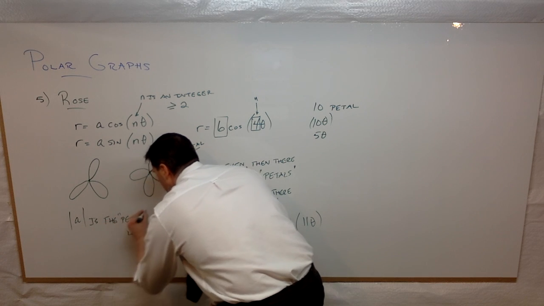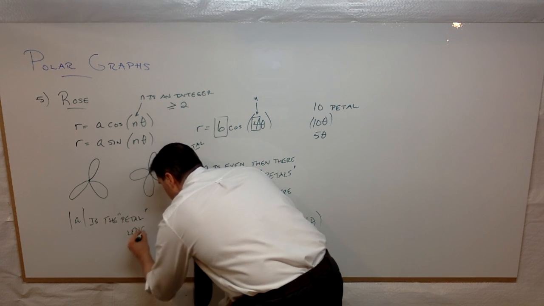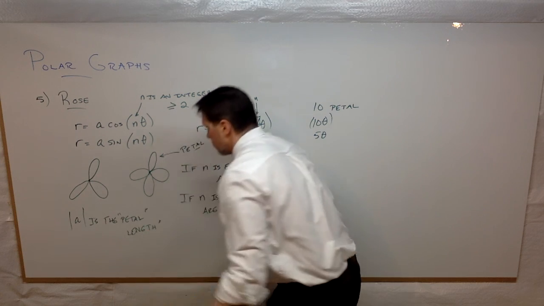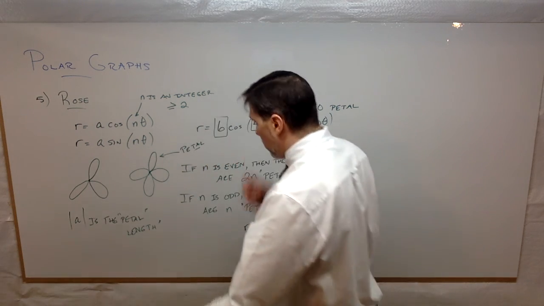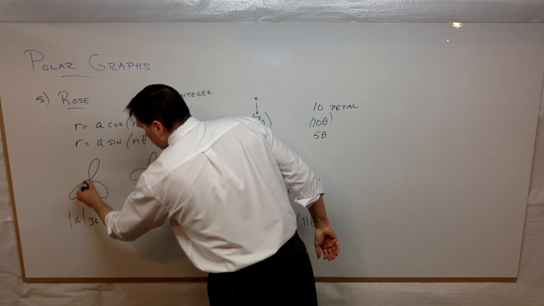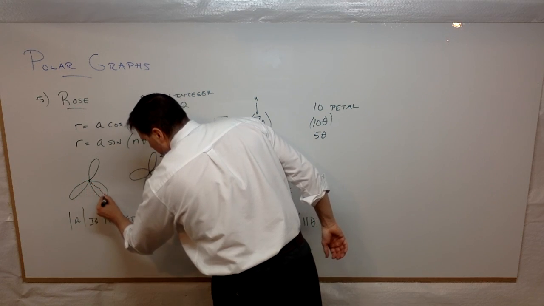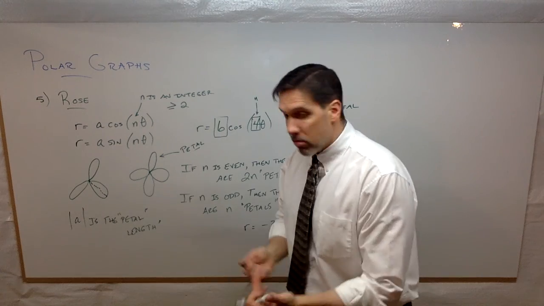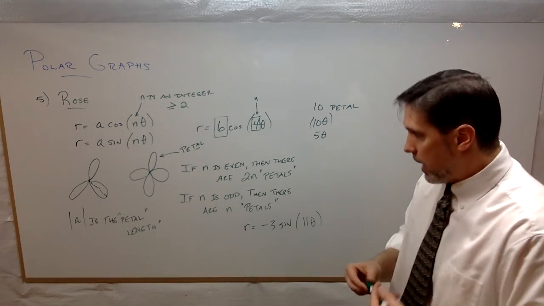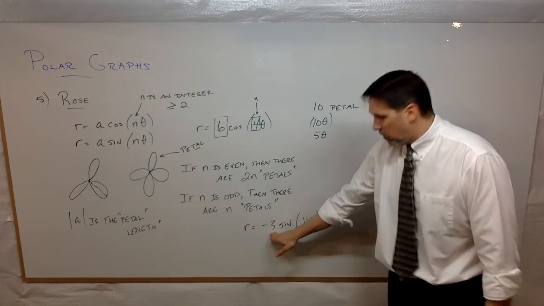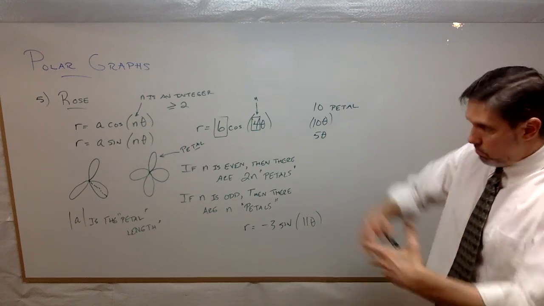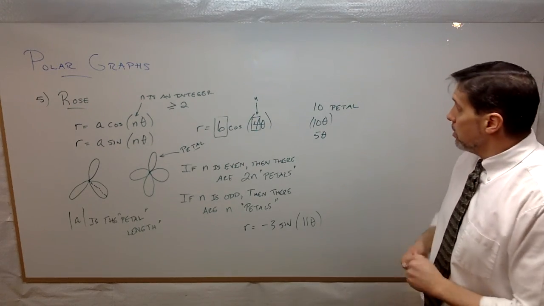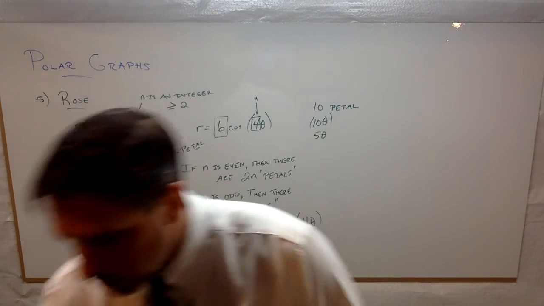Petal length. It's going to be the length of each petal. So what I'm talking about is the distance from the pole to the outer edge. Whatever the absolute value of that A is, that will be the petal length. So if A is negative, like I said on this one, I know the petal is still going to be 3 units long. Right.